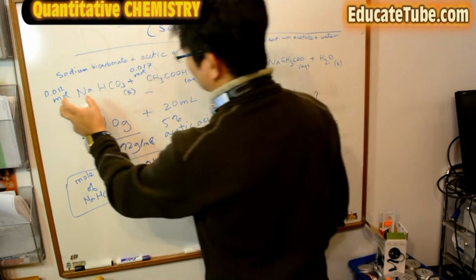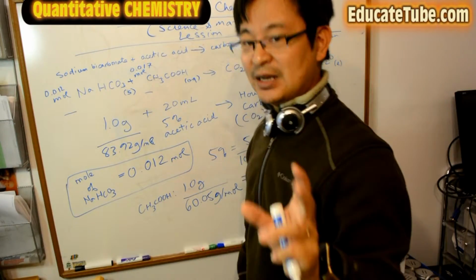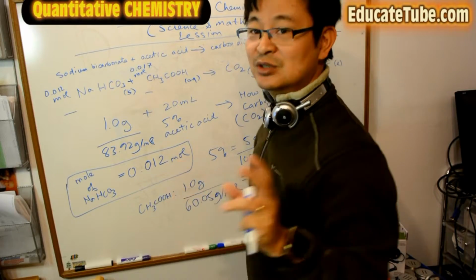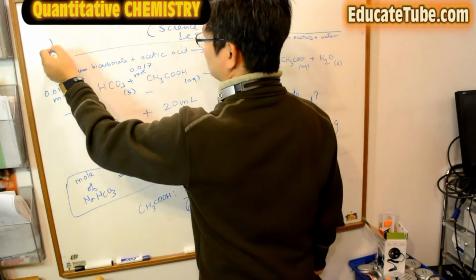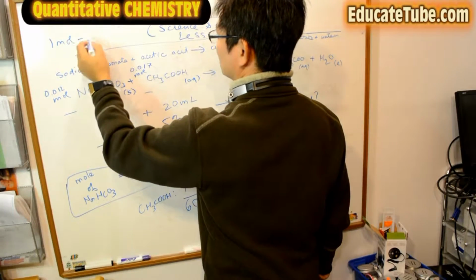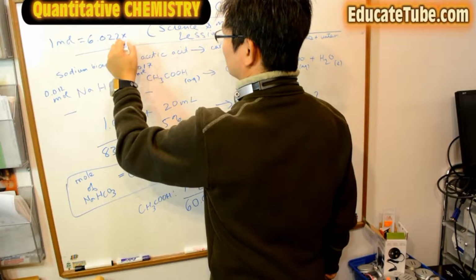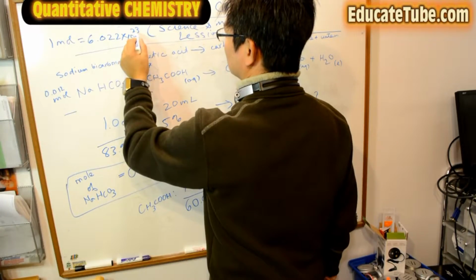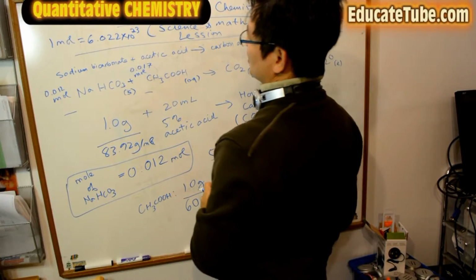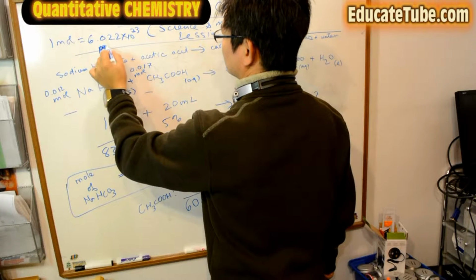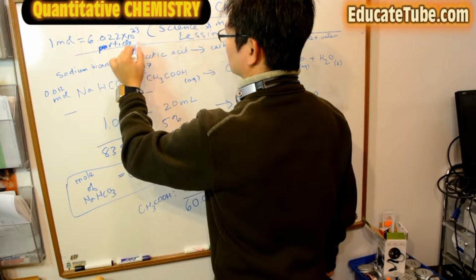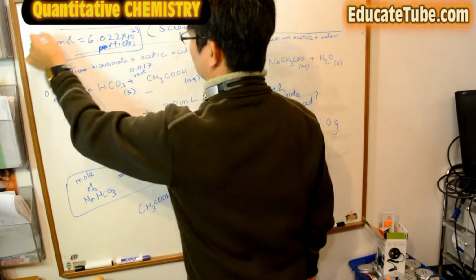But we are now using the unit moles. Moles is a very big number. It's Avogadro's number, which is 6.022 times 10 to the 23rd. So 1 mole is equivalent to 6.022 times 10 to the 23rd particles. Right? Another constant we have to remember.